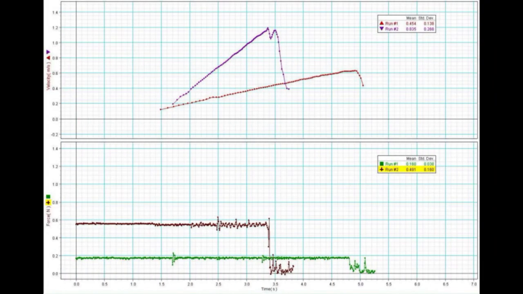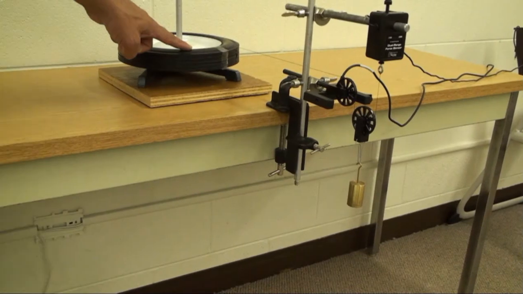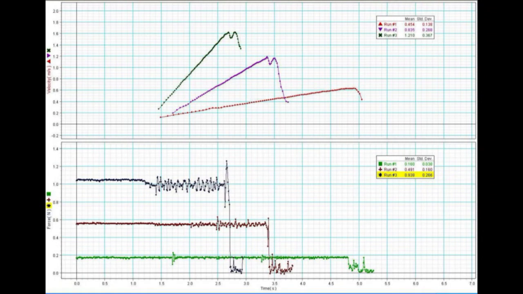Here you see that the speed increases more rapidly when more force is applied through the string at the edge of the wheel. Here the experiment is repeated with even more accelerating force. The resulting acceleration is even greater.